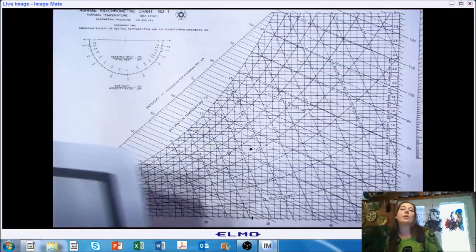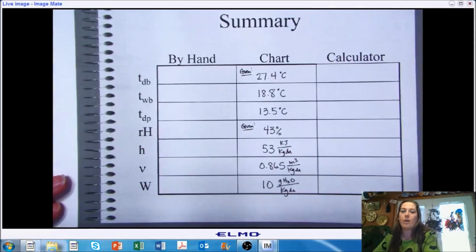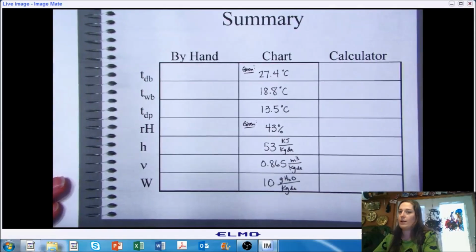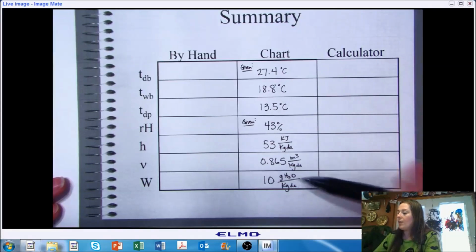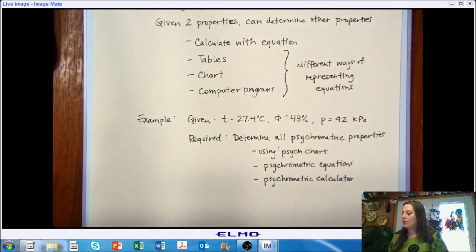I've gone ahead and summarized them on a chart. We're going to compare the results that we get from the psychometric chart, from our equations, and from our online calculator. I've put our results into our summary table, and next we're going to take a look at the psychometric equations.